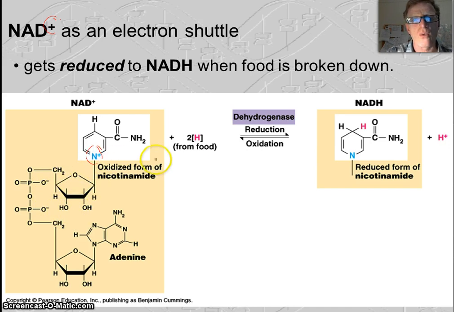So when it accepts these high energy electrons and hydrogens from food, it is then in a reduced form, and it's a high energy form. So it's basically carrying that energy, the high energy from those electrons from food, and passing it over finally to be accepted by oxygen in the final step of cell respiration. So we're going to talk a lot about how NAD gets reduced to form NADH, and carries these electrons and helps transfer this energy.